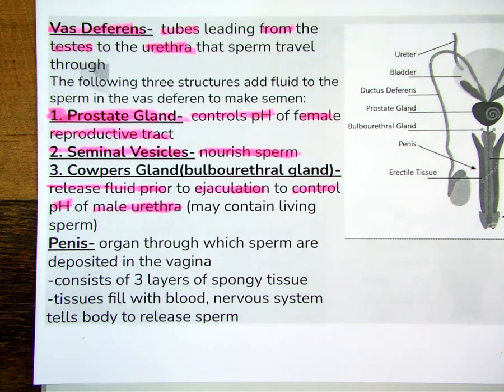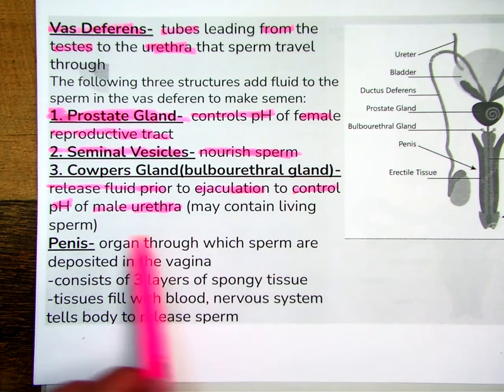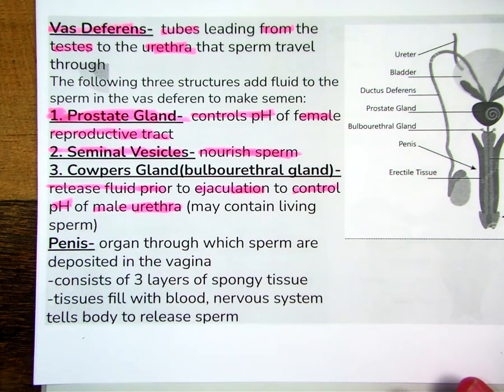To coat the urethra. So let's say, what if that's acidic? You don't want to kill the sperm right before it even leaves the male reproductive tract. So that pre-fluid stuff is going to help with the male pH of the urethra.